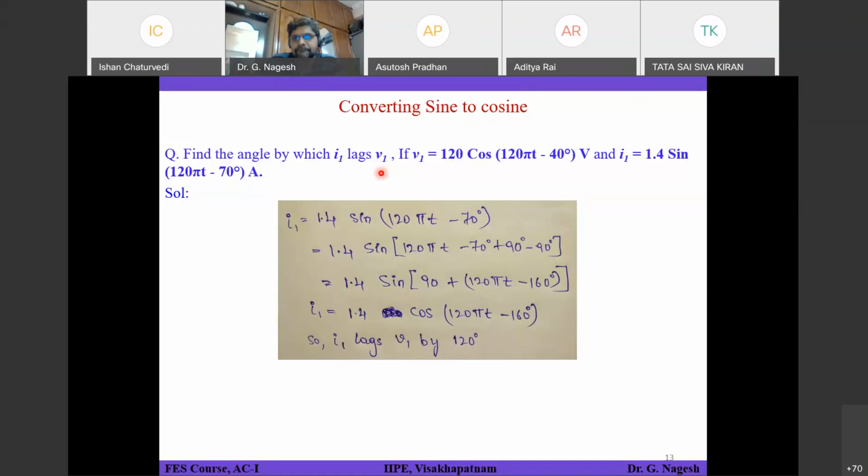Yes, sir. Right, because V1 is at minus 40 and I1 is at minus 160. Okay, so actually V1 is ahead of I1. That means V1 is ahead of I1. Okay, the phase angle difference is 120 degrees and I1 is lagging V1 by 120 degrees. Okay. Clear?